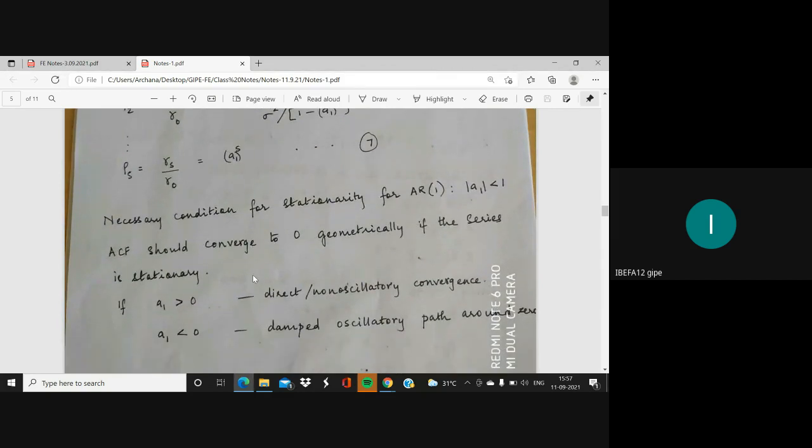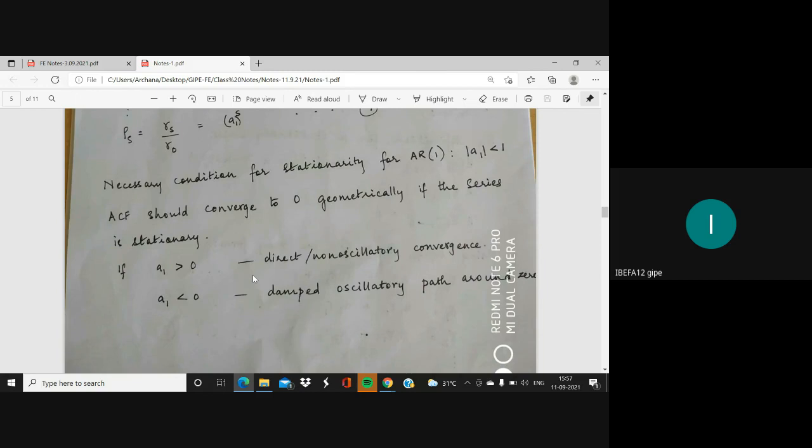As you raise A1 to higher and higher powers, you'll expect that the autocorrelation coefficient will become smaller and smaller. So the ACF for an AR1 process should converge to 0 geometrically if the series is stationary. Now, if A1 is positive, you will find that there is direct or non-oscillatory convergence.